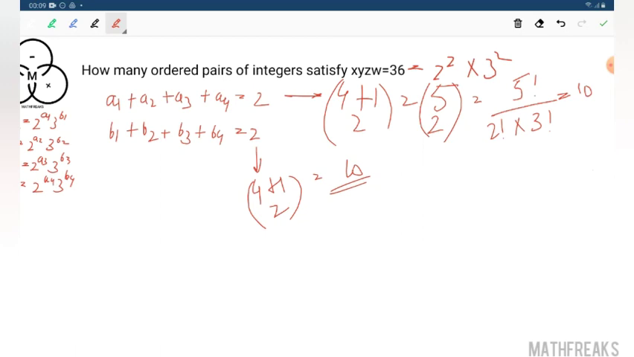So we are getting 10 into 10, 100 ordered quadruples. Now the important thing of the question is that it asks how many ordered pairs of integers. It's not positive integers. It can be negative also.